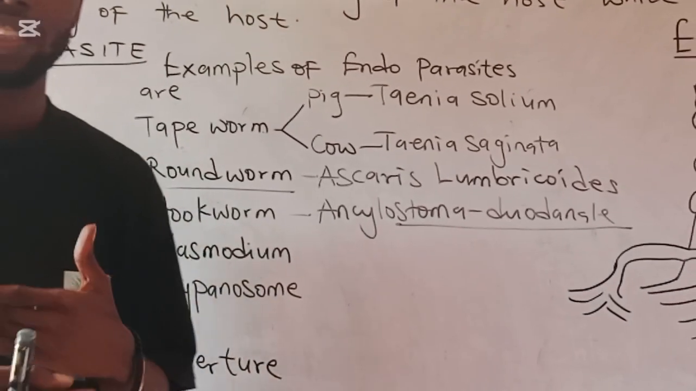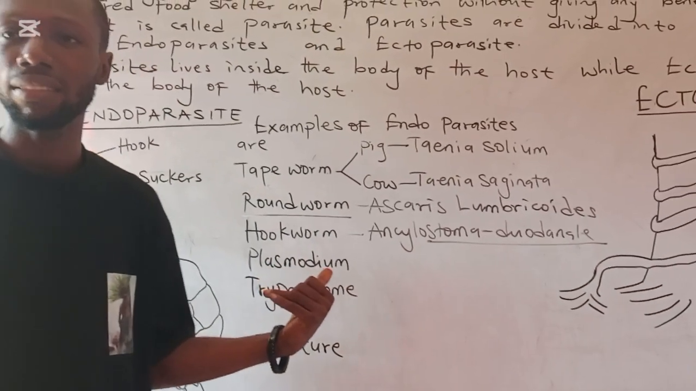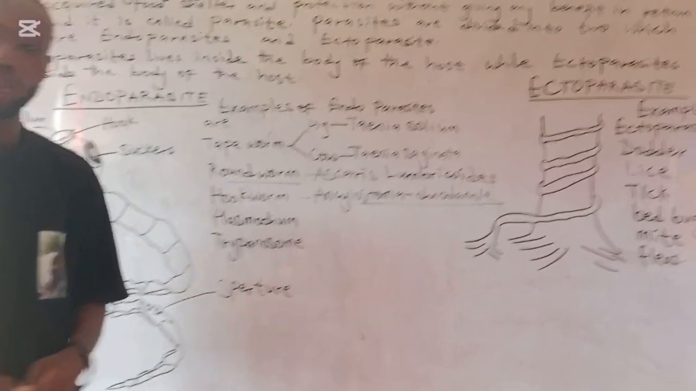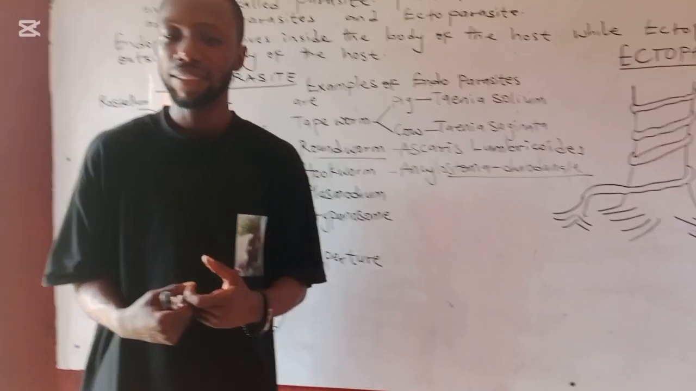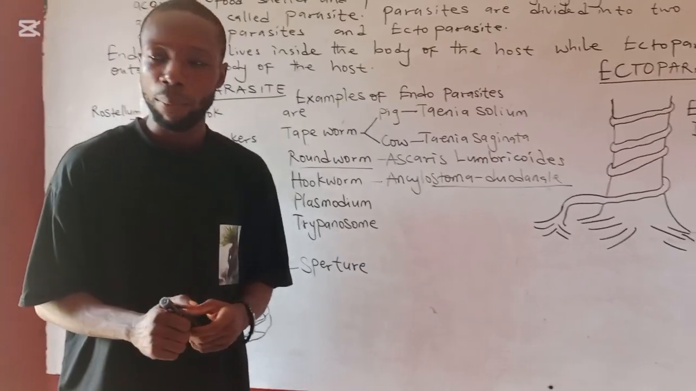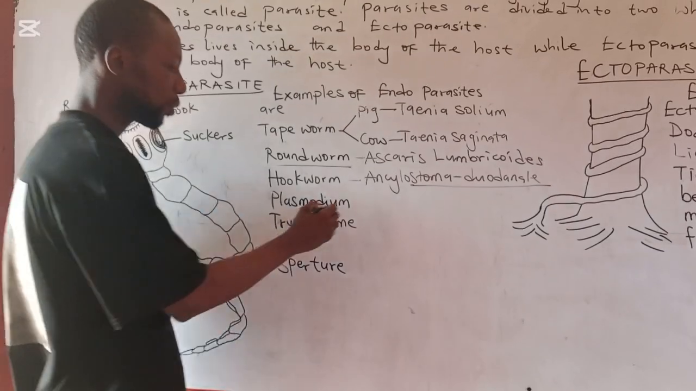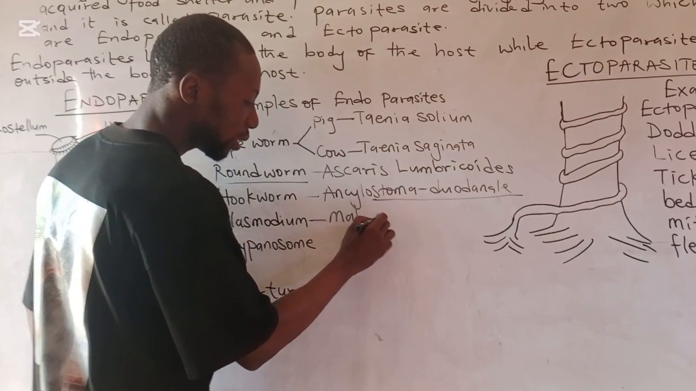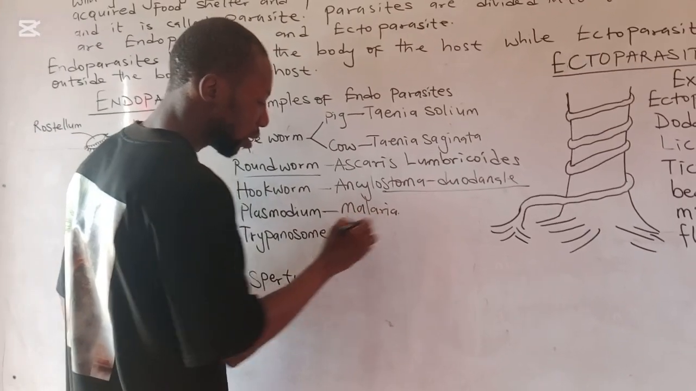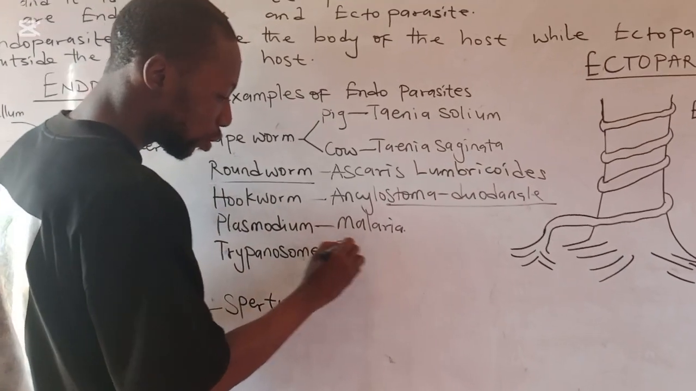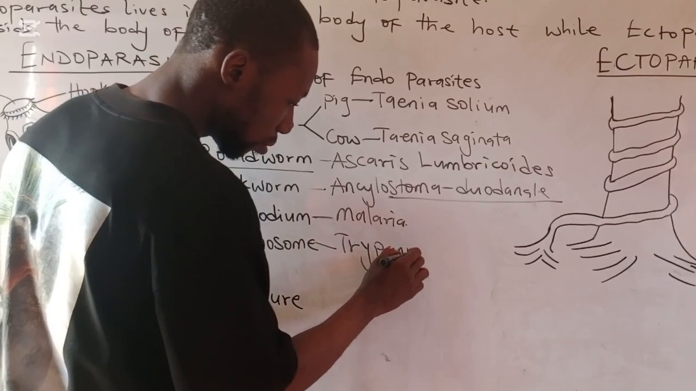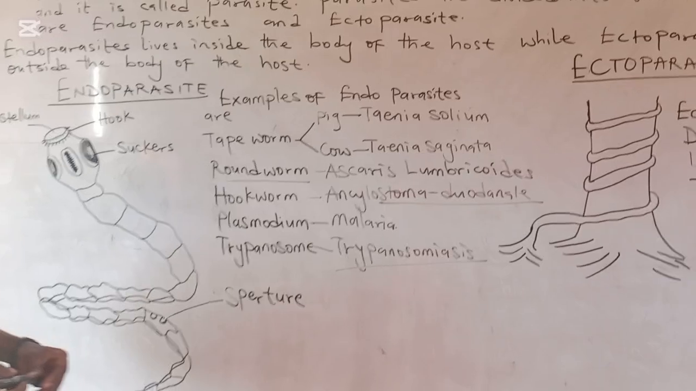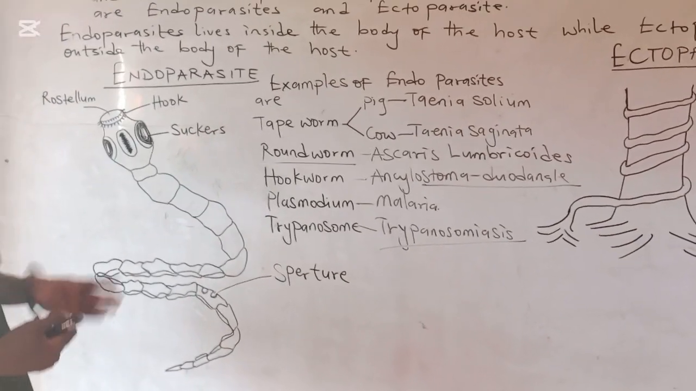Plasmodium is the one that causes malaria. This is a malaria parasite. Then we have Trypanosome. Trypanosome causes sleeping sickness, which is pronounced as trypanosomiasis in your textbooks. So Plasmodium causes malaria, and Trypanosome causes trypanosomiasis, which is known as sleeping sickness.